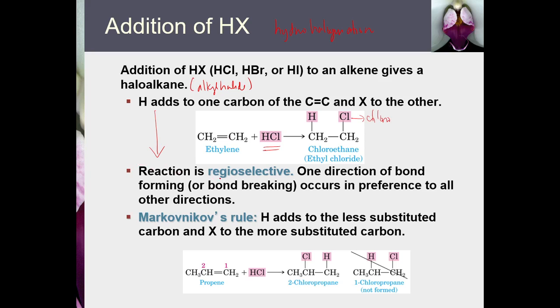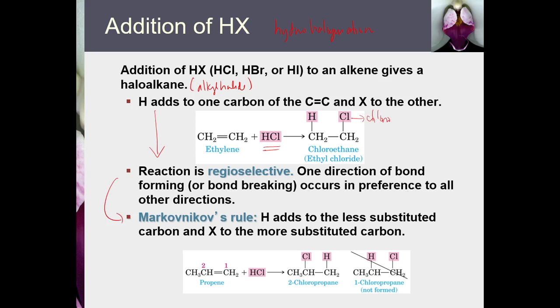This reaction is regioselective. When you say regioselective, merong direction. So regioselective means a reaction in which one direction of bond forming or breaking occurs in preference to all other directions. In short lang, in regioselective reactions, may mas preferred na direction yung pag-attach ng inyong hydrogen and your halogen. And this is called Markovnikov rule.